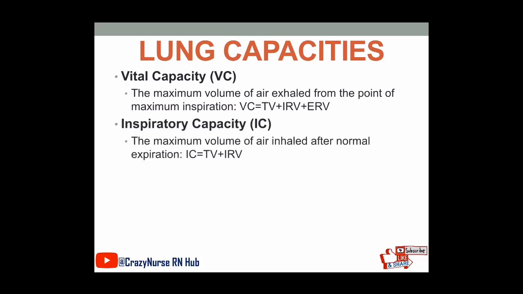We also have your inspiratory capacity, or the IC. It is the maximum volume of air inhaled after normal expiration. So we have here a formula: IC equals TV plus IRV. A decrease in inspiratory capacity may indicate restrictive disease. It may also be decreased in obesity.